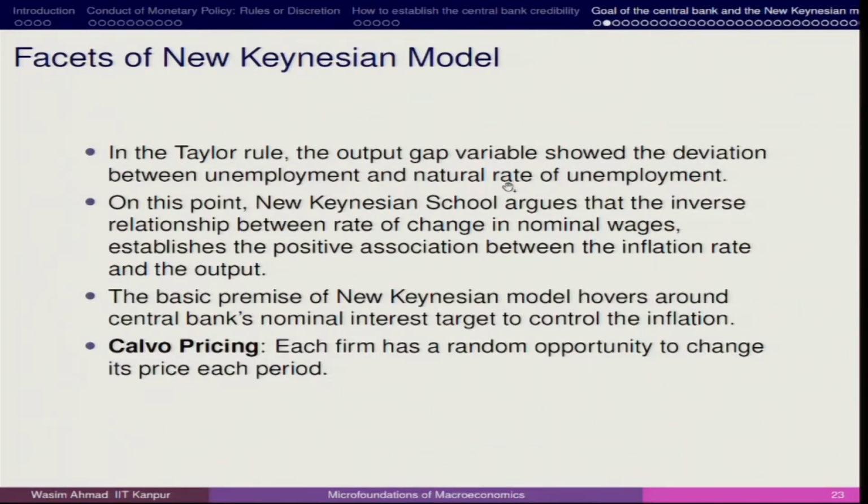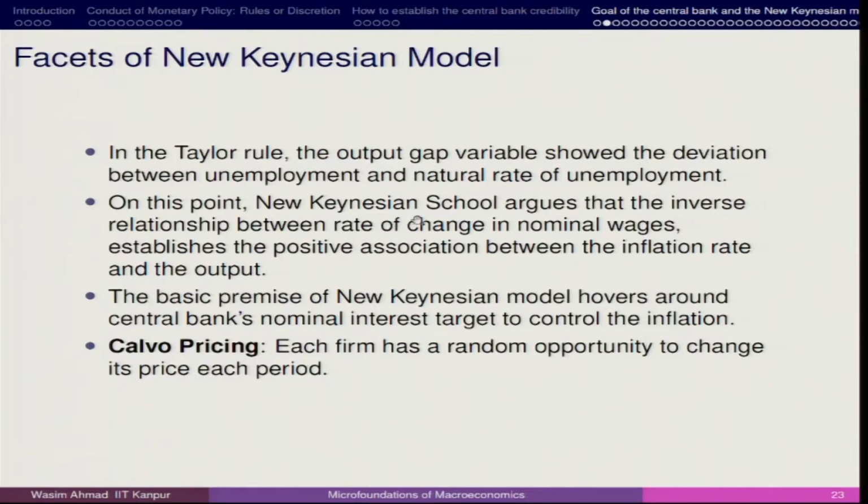So, we see that the target of the central bank is also to maintain this, that the actual unemployment must be near to this. If it is this, then we are removing the variable called output gap. So, output gap will be 0.